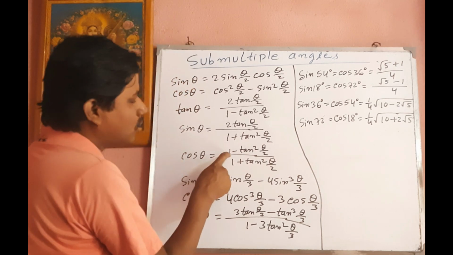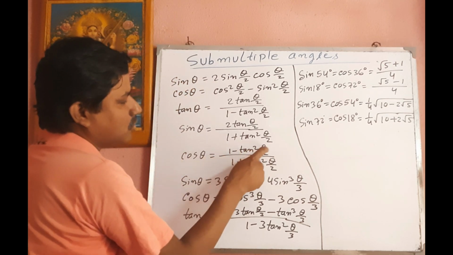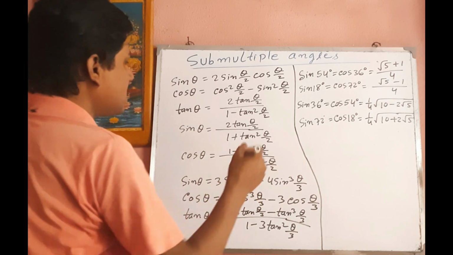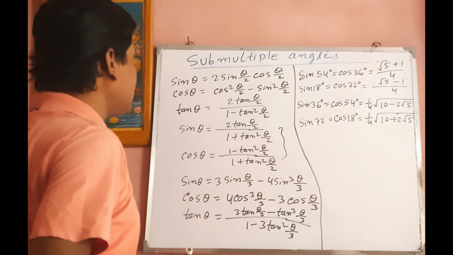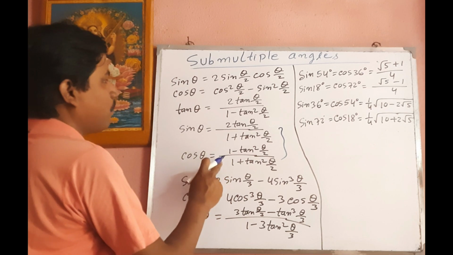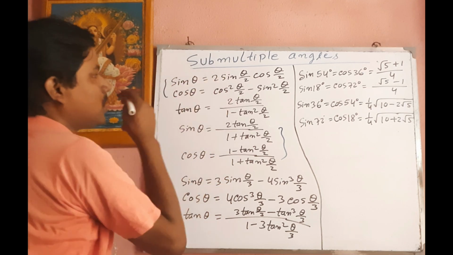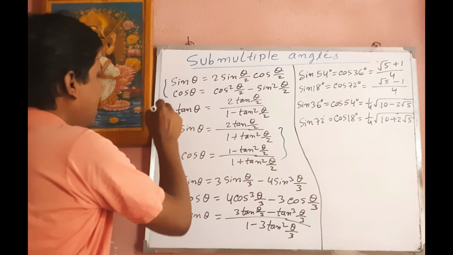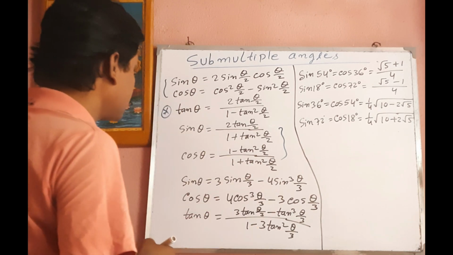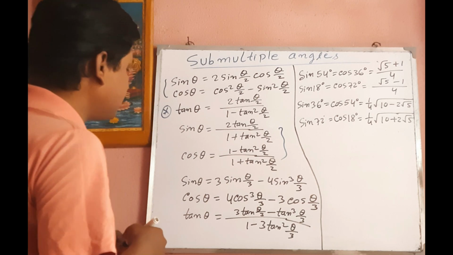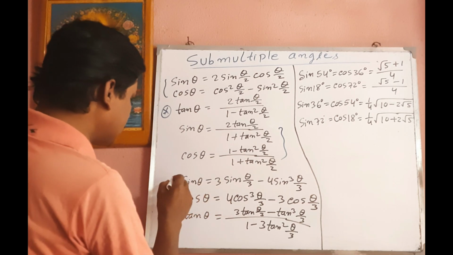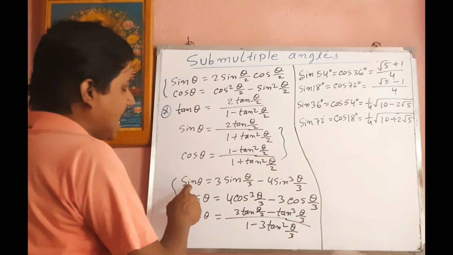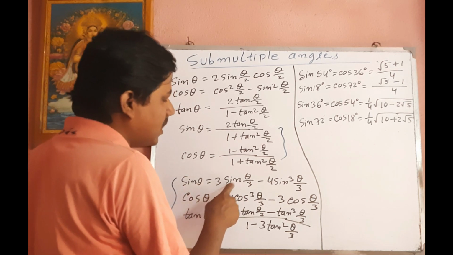Cos of theta is equal to 1 minus tan square theta by 2 divided by 1 plus tan square theta by 2. These two give sin and cos of theta in terms of tan, and these two are the normal formulas with sin and cos, and these are the tan formulas.